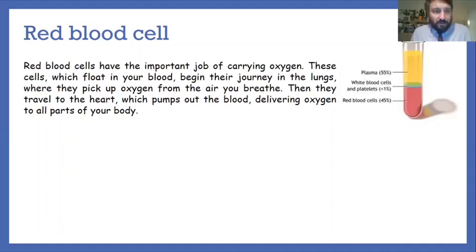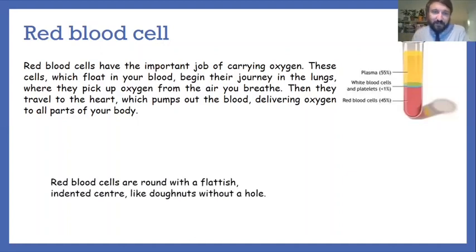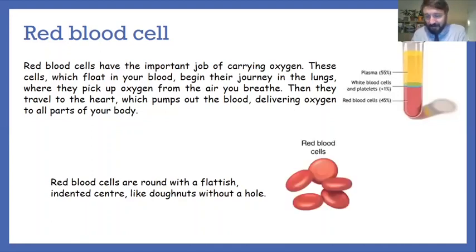Okay, now we all know where our lungs are, where they pick up the oxygen from the air you breathe. Then they travel to the heart, which pumps out blood, delivering oxygen to all parts of your body. Now, here we go. Red blood cells are round with a flattish, indented center, a bit like donuts without a hole. Okay, so there you go.